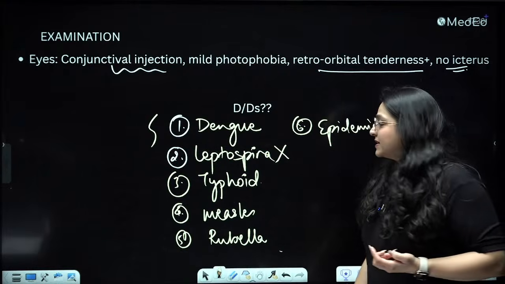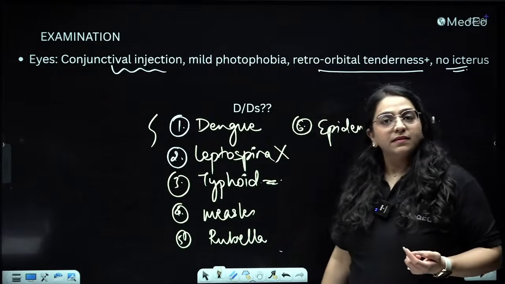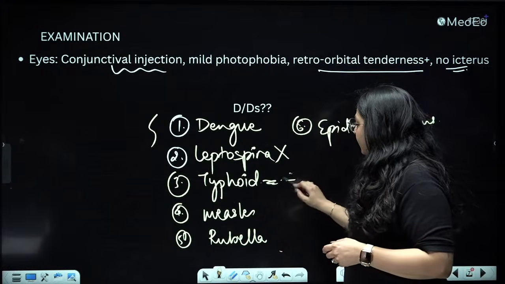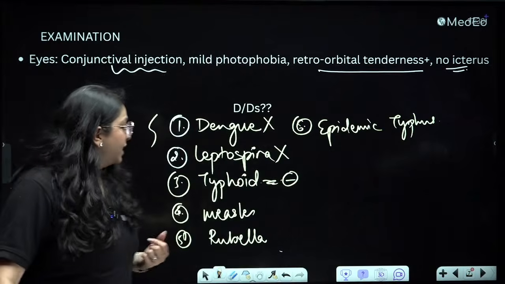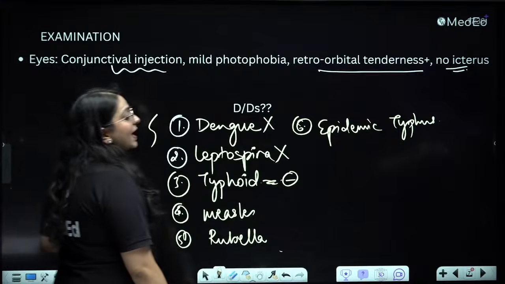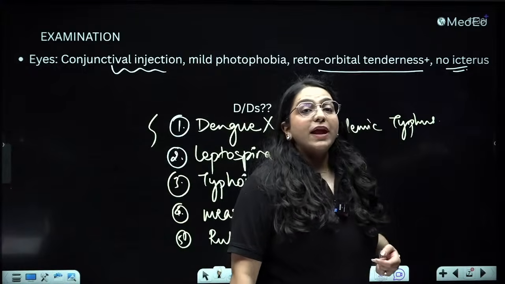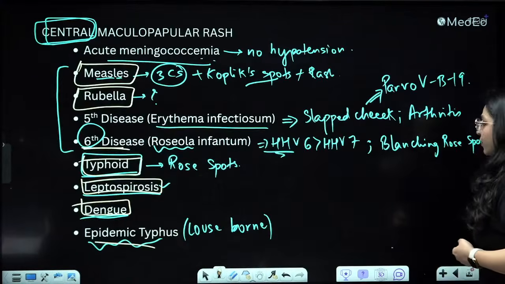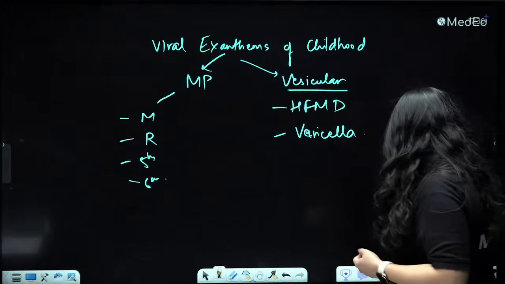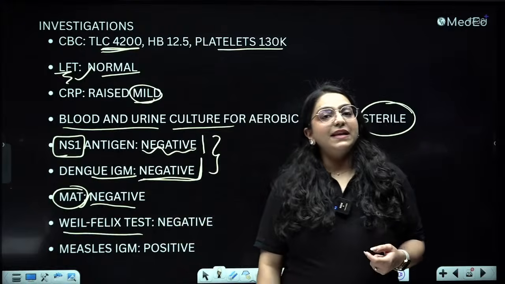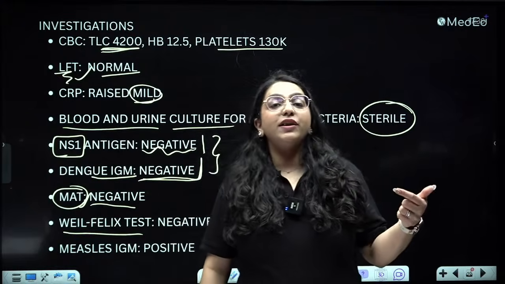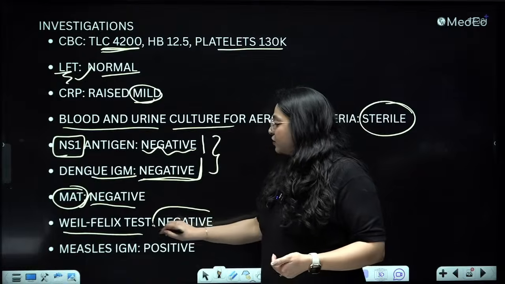Then our blood culture is negative. Then typhoid remains towards the negative. What about dengue? Dengue has also been ruled out because of NS1, right? We now remain with measles, rubella and epidemic typhus. So for epidemic typhus, what should we do now? We should do the very famous Weil-Felix test. Weil-Felix test, the heterophile antibody detection test, that has also come out to be negative.